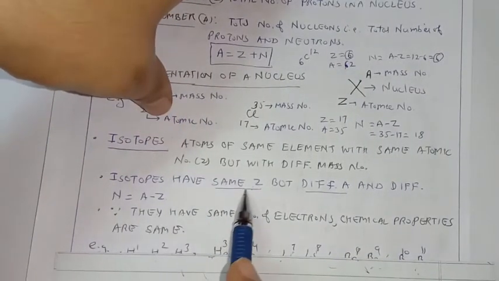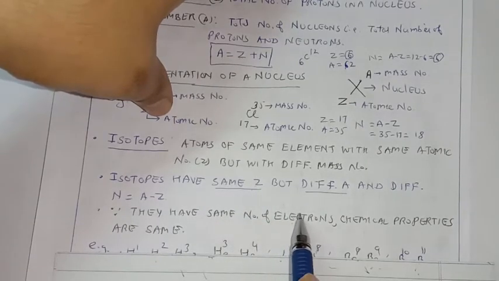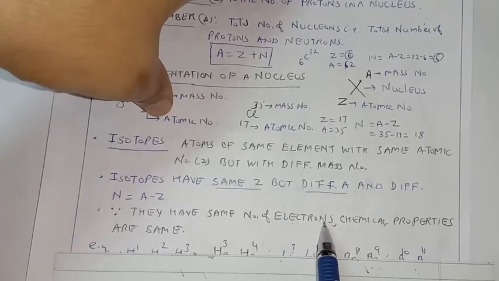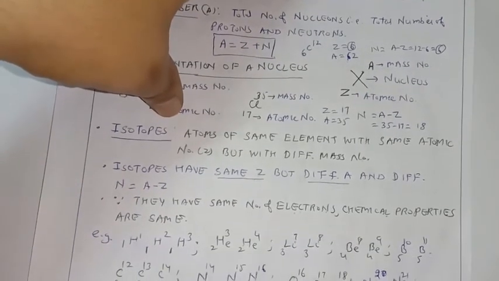Because isotopes have the same atomic number, the number of electrons in all such atoms is the same, and we know that the chemical properties of atoms are decided by the number of electrons. So all isotopes have the same chemical properties. I have listed a few examples here.